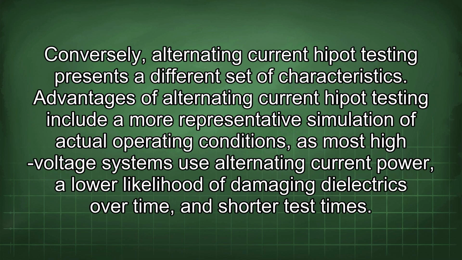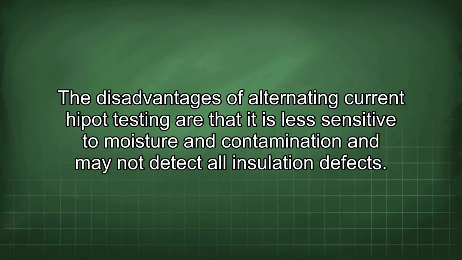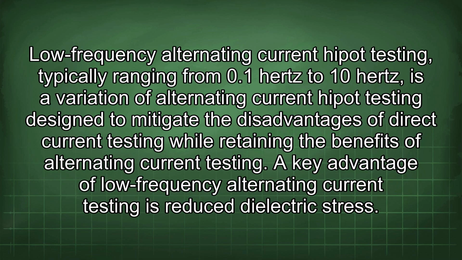Conversely, alternating current Hipot testing presents a different set of characteristics. Advantages of alternating current Hipot testing include a more representative simulation of actual operating conditions, as most high-voltage systems use alternating current power, a lower likelihood of damaging dielectrics over time, and shorter test times. The disadvantages of alternating current Hipot testing are that it is less sensitive to moisture and contamination and may not detect all insulation defects.